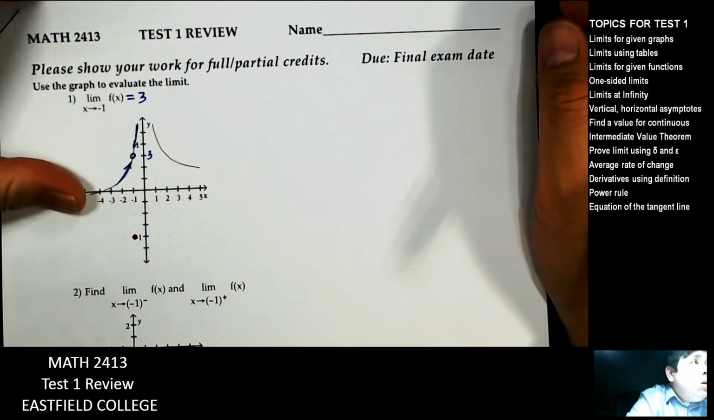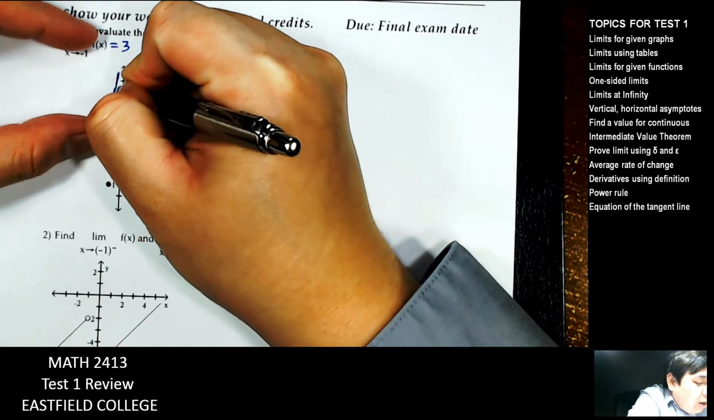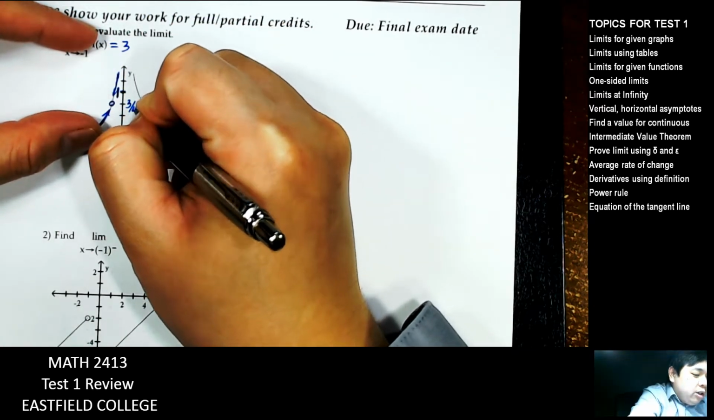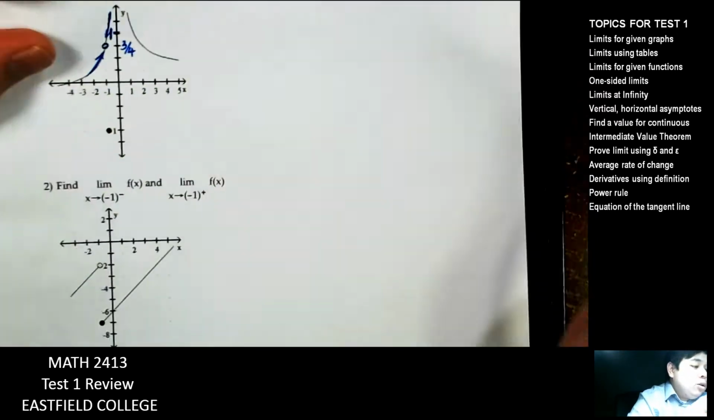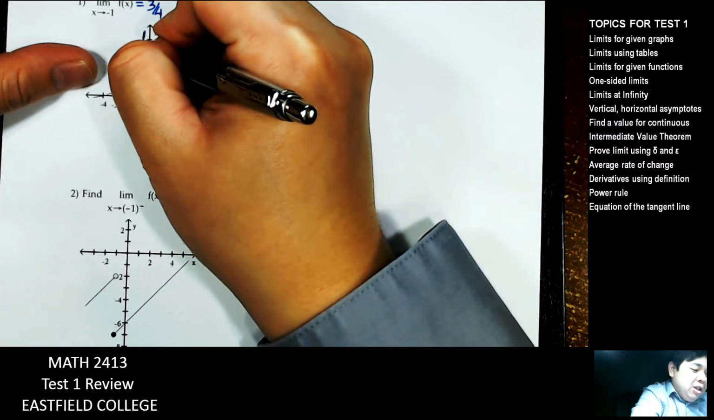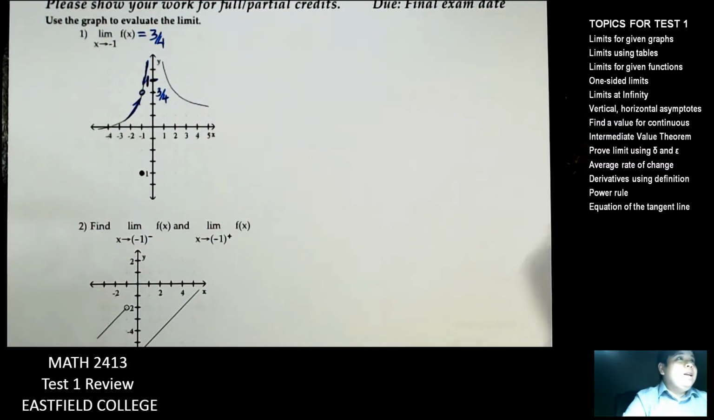Oh wait, sorry, is this 1? Right, if this is 1, then that will be 3/4. Yeah, depend on the scale of things. So 3/4, because 1 is right there. Sorry, didn't see that.